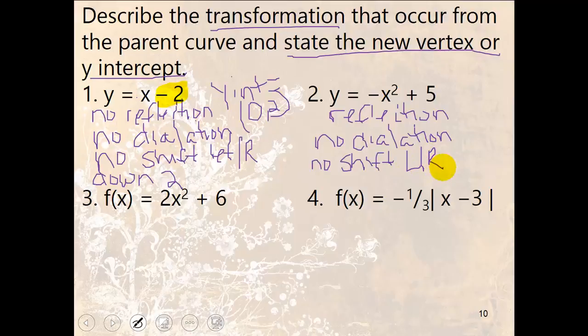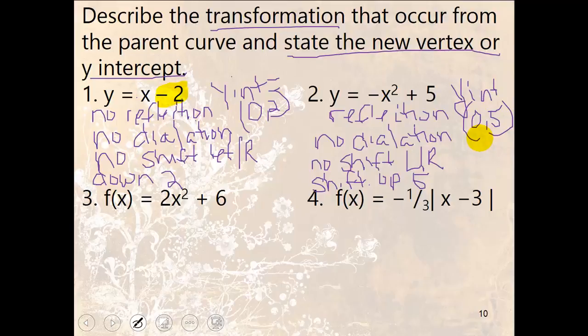Do I have a number being added or subtracted following the x squared or the x cubed or the absolute value? Yes. So I have a shift up 5. So it's going to be reflected and it's going to shift up 5, and my new y-intercept is going to be 0, positive 5. All right, so we'll go through number 3, and then I'm going to let you do number 4.